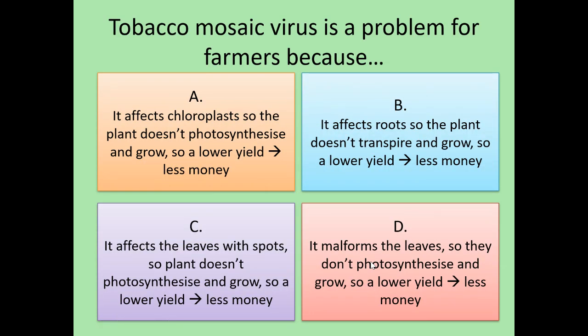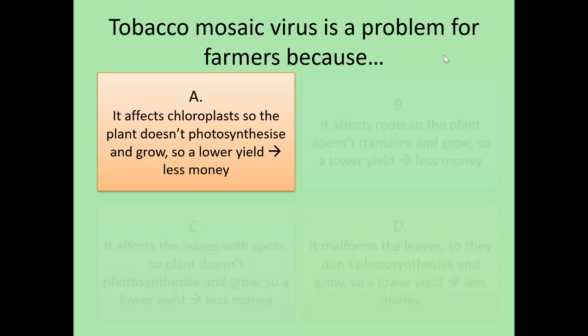Okay, again, a quick bit of a quiz. Can you finish the sentence? Tobacco mosaic virus is a problem for farmers because... Is it A, B, C, or D? Have a read of those boxes, pause the video, and we'll go through the answers when you come back. Okay, the answer is A. It affects chloroplasts, so the plant doesn't photosynthesize and grow. If it doesn't photosynthesize and grow, you won't get a higher yield, and the farmer will get less money.